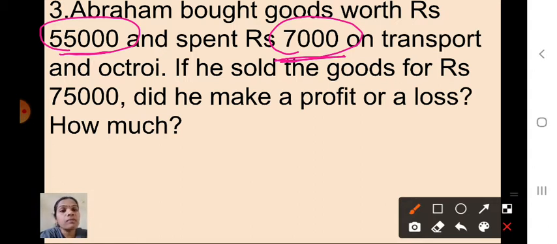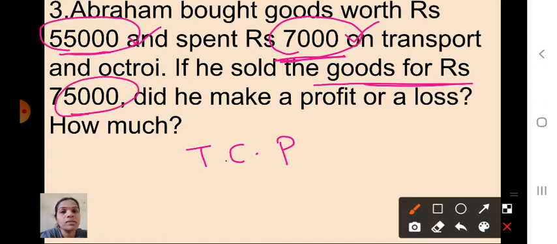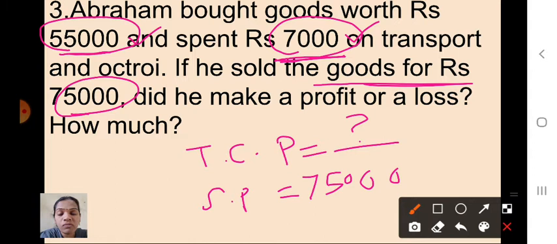So if you add these two amounts, you will get the total cost price. And if he sold the goods for rupees 75,000, that means the selling price is 75,000. So you have to find the total cost price first. Only then will it be known whether there is a profit or loss.